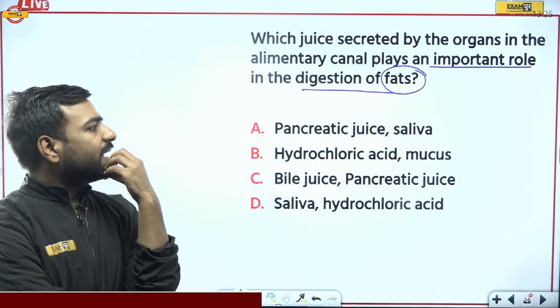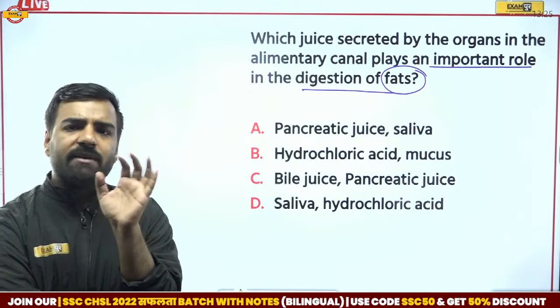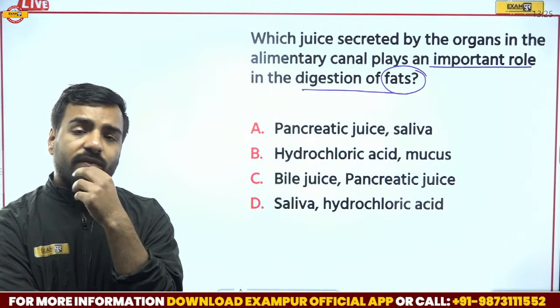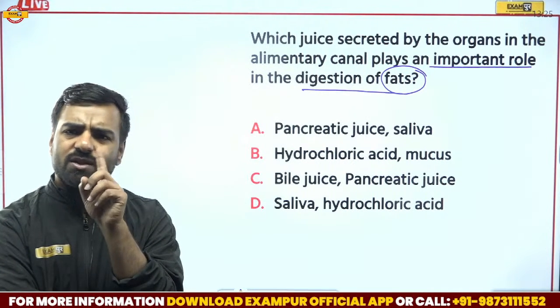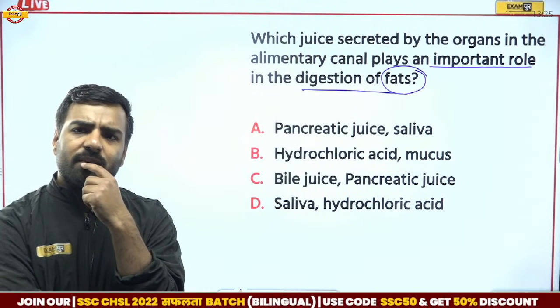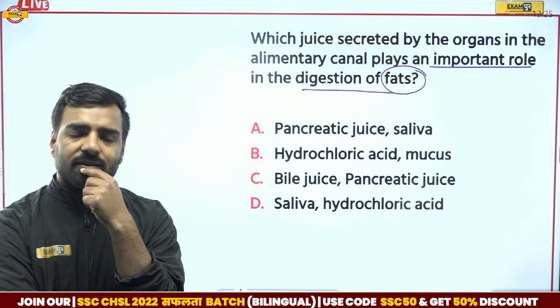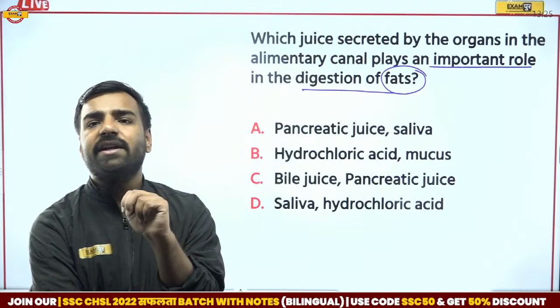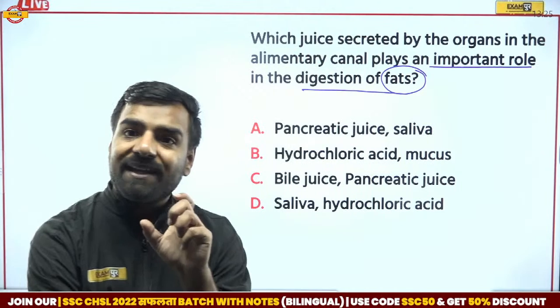Sir, when we talk about digestion, we know there might be some enzymes and all. But sir, you told one thing. If I'm talking about bile juice, that was not an enzyme, right? But one part is there, which is secreted from the pancreas. And from the name pancreas itself, we can relate it. What is that? Pancreatic juice.